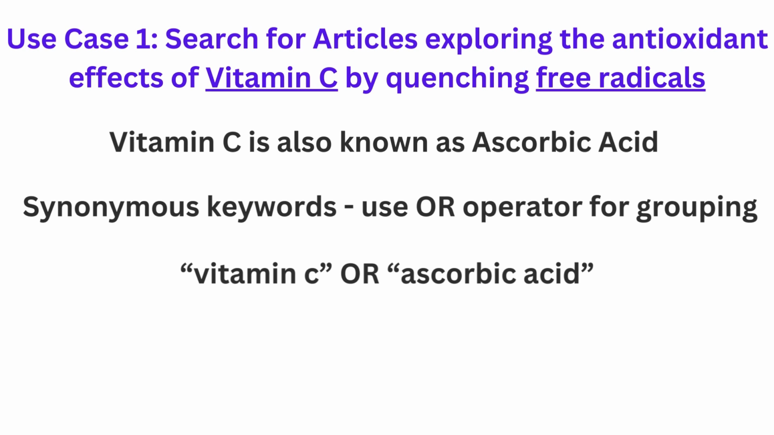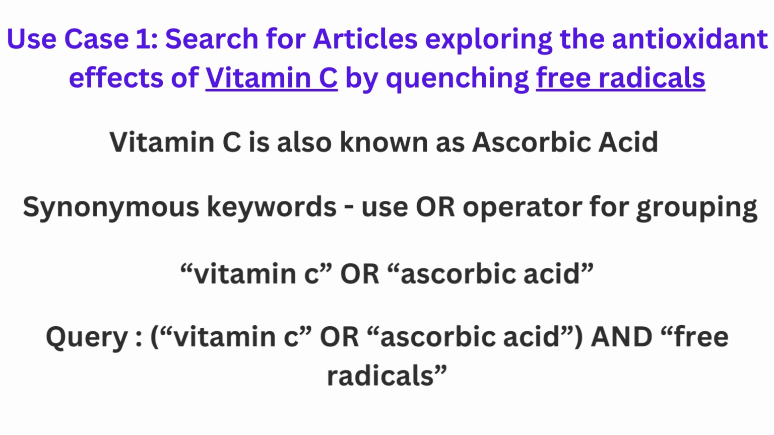Thus, the query that we will need to provide to the system shall be vitamin C OR ascorbic acid AND free radicals. Notice the grouping of the synonyms. Now, let us understand how to use SearchBuilder for this use case.